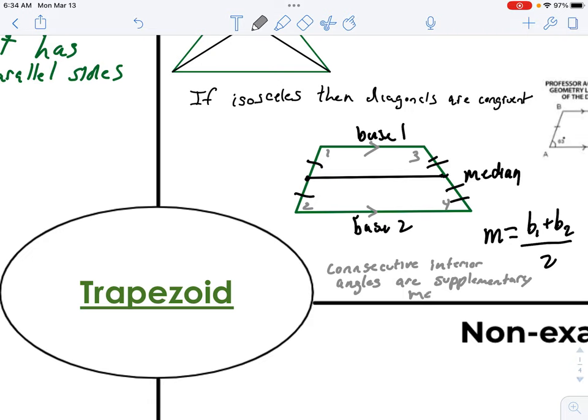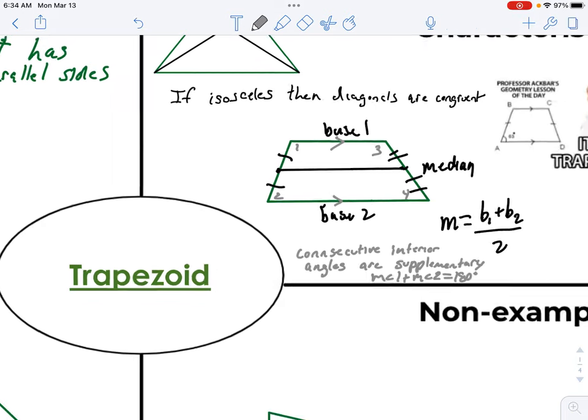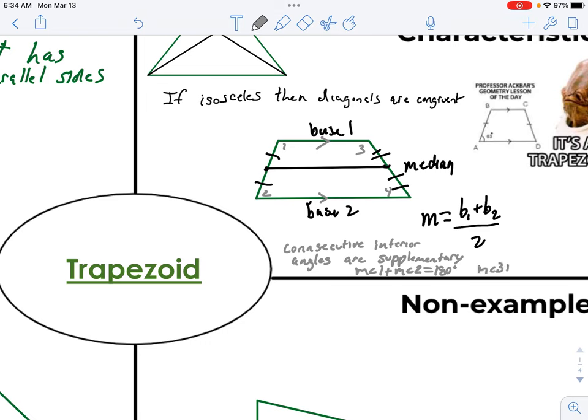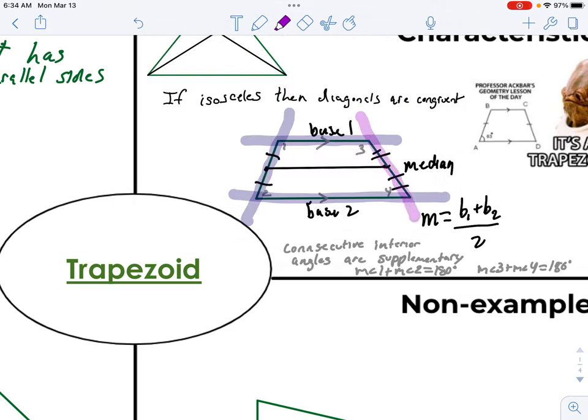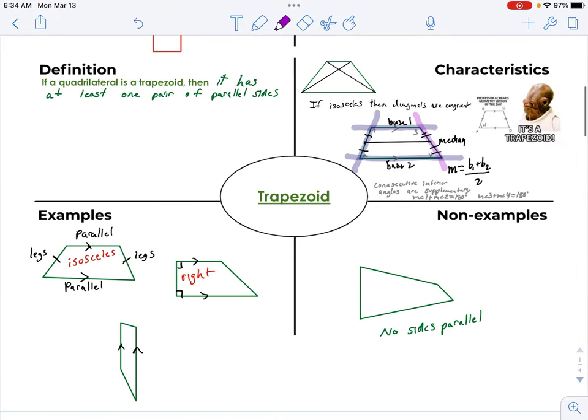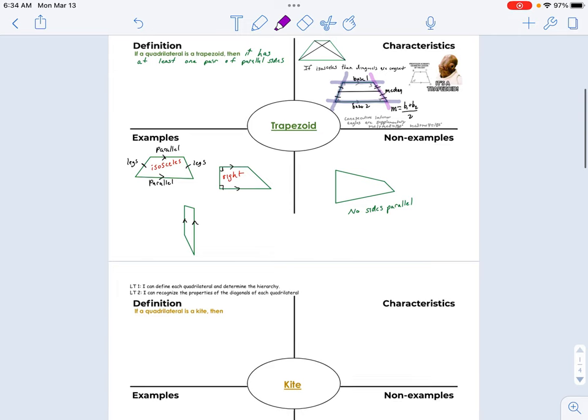Alright, and now I'll probably stop here. As much as I don't like trapezoids, I could ramble about trapezoids for a very long time. Since these lines are parallel, this is a transversal, 1 and 2 are supplementary. 3 and 4 are also supplementary. Alright, so yeah, they have medians, diagonals, consecutive interior angles are supplementary. Yeah, great stuff.